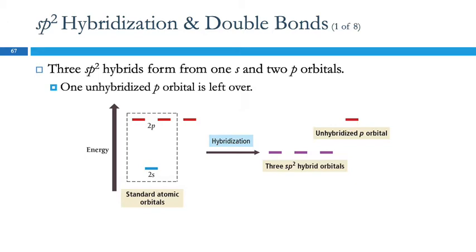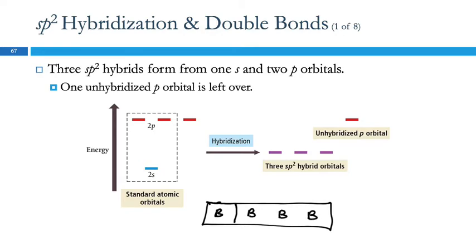So let me draw the hotel picture for you. I need a faster way to draw a bed. I'm just going to call the beds B. So each B is a bed. It takes too long to draw them. So I had the S room with 1 bed, and I had the P room with 3 beds. That's the regular atomic orbitals.